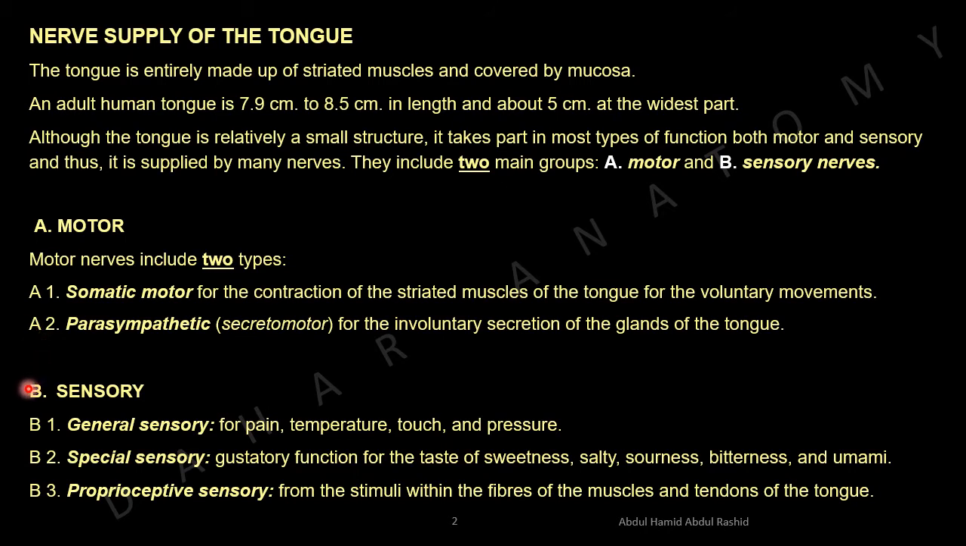B. Sensory. It is again subdivided into three groups. B1. General sensory for pain, temperature, touch and pressure. B2. Special sensory, gustatory function for the taste of sweetness, saltiness, sourness, bitterness and umami taste. B3. Proprioceptive sensory from the stimuli within the fibers of the muscles of the tongue and the tendons of the tongue.